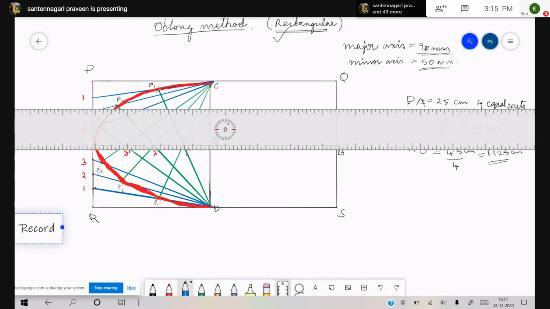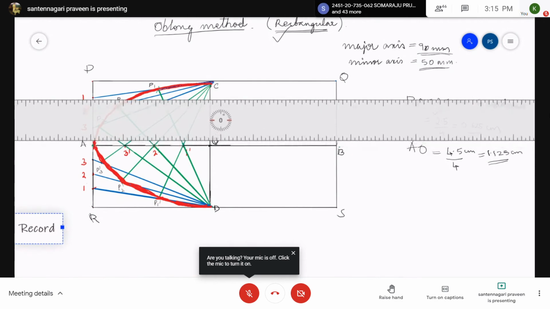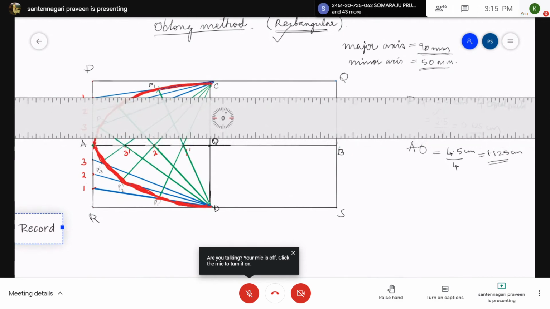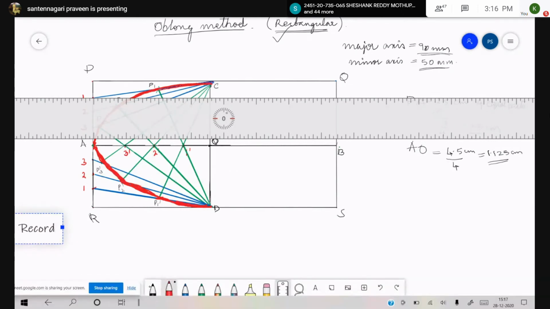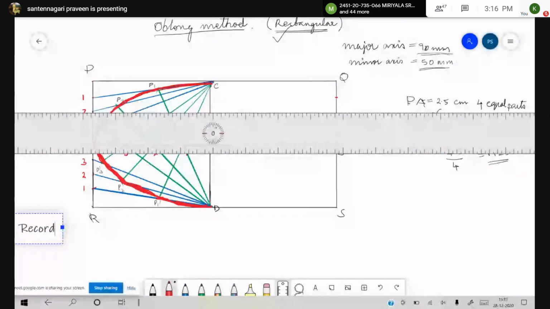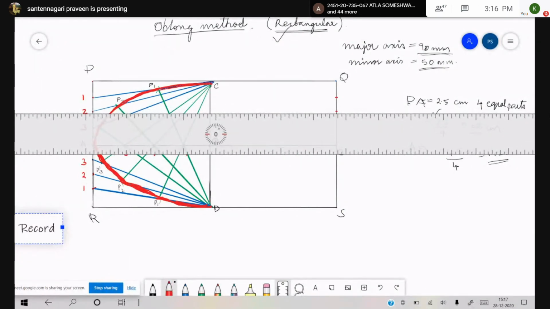How to measure the points? See, already you have done here. You have divided your PA. So again, instead of drawing any line from Q and dividing your QB into equal parts and wasting your time, simply by keeping a scale, you can mark the distances here. Right? Is it a shortcut or not? Please respond. Yes, sir.